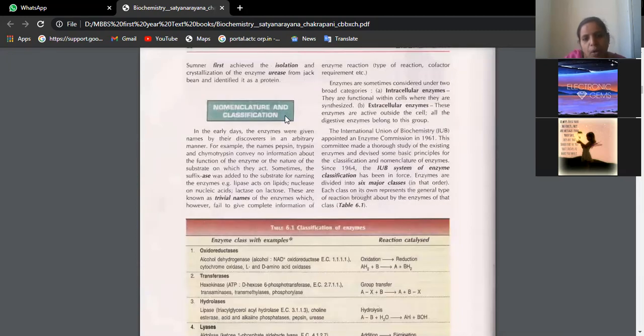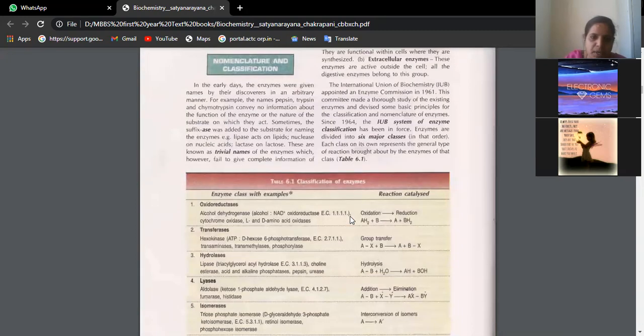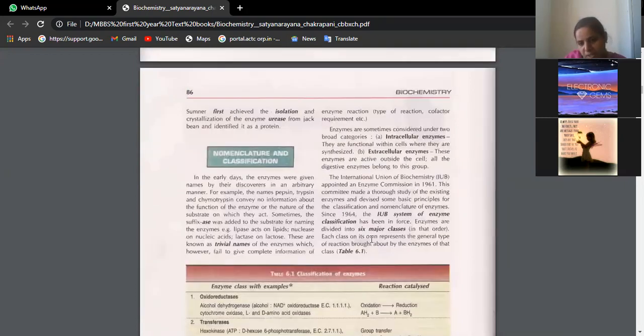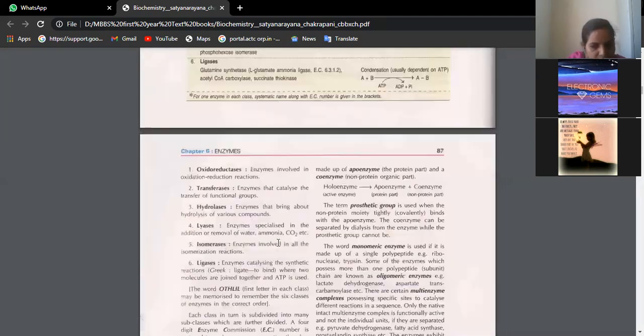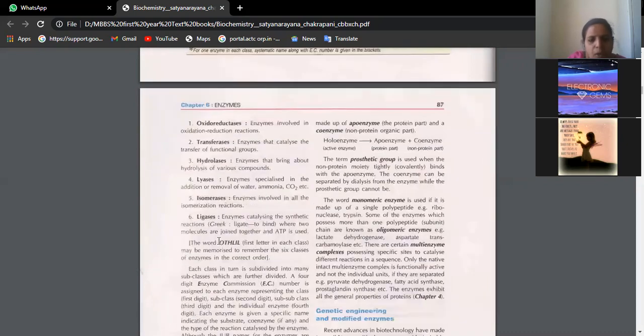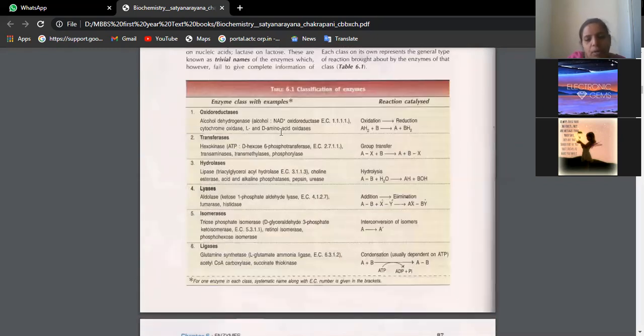Now see here, the nomenclature and classification has been asked. We have many classifications, among which is the IUB, International Union of Biochemistry. This union has given one classification which has 6 major classes, and this is generally considered the standard classification. Just remember one code, OTHLIL, given here on the screen. First letter in each class. Try to learn this table.